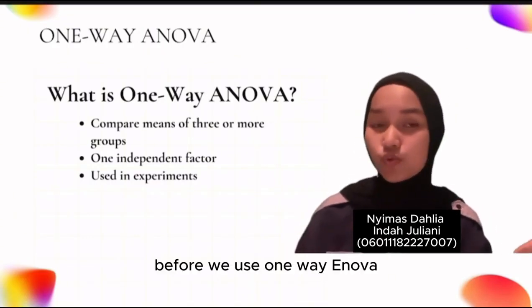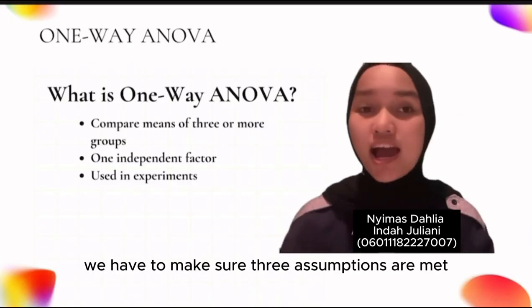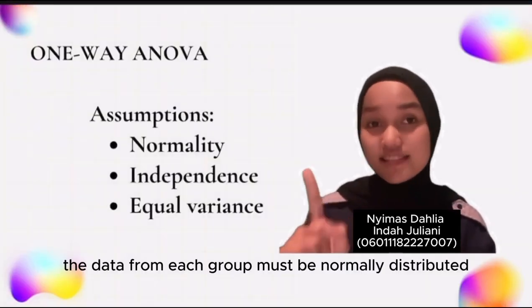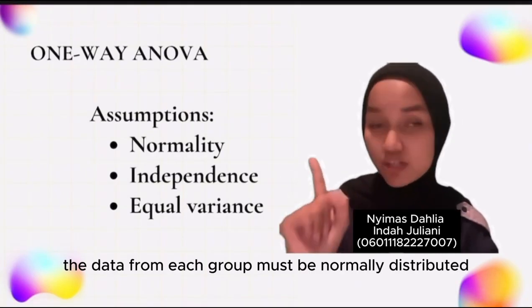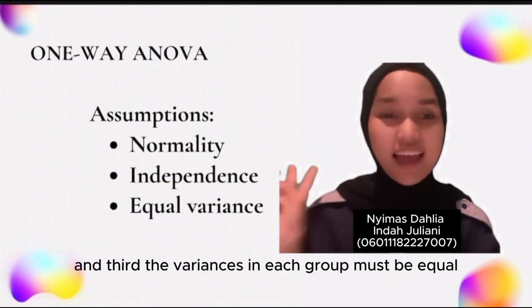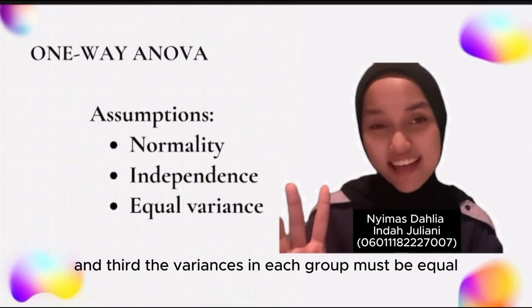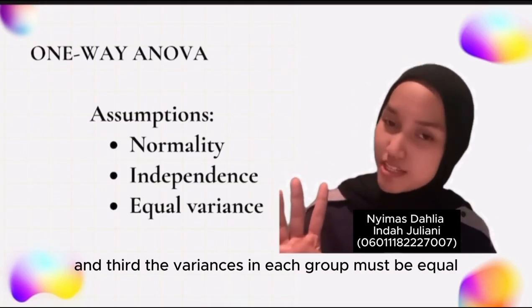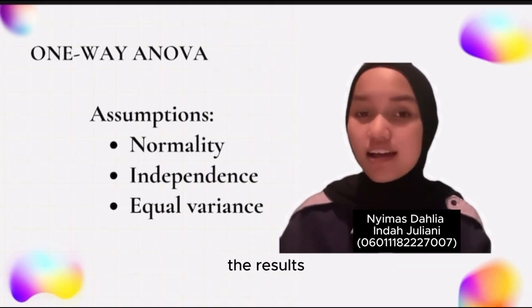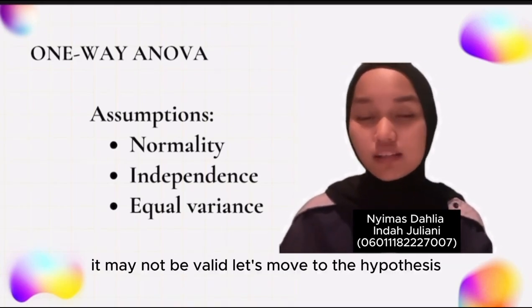Before we use one-way ANOVA, we have to make sure three assumptions are met. First, the data from each group must be normally distributed. Second, the samples must be independent. And third, the variances in each group must be equal. If these assumptions are not met, the results may not be valid.